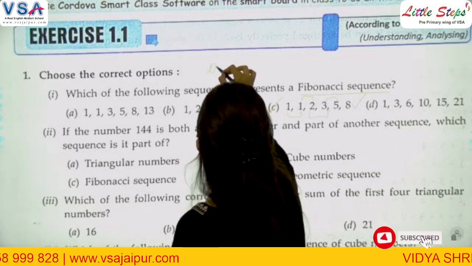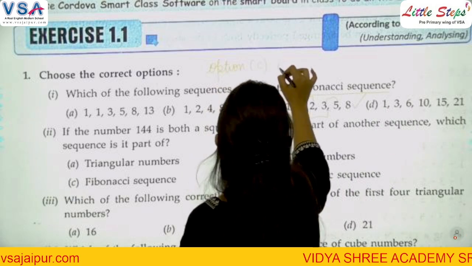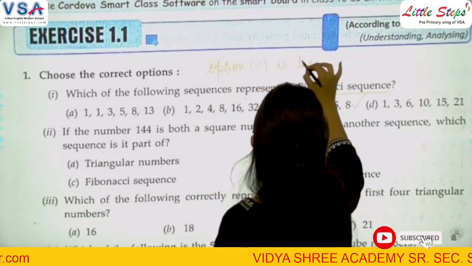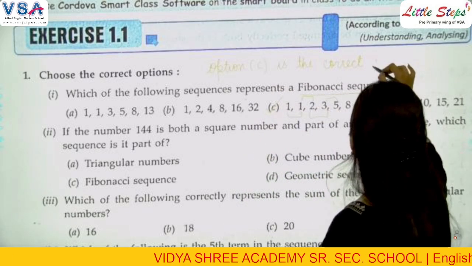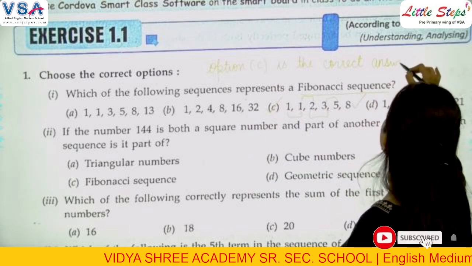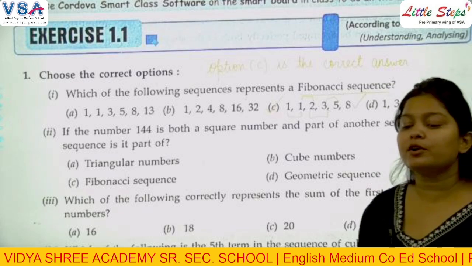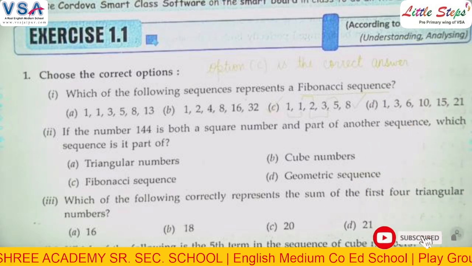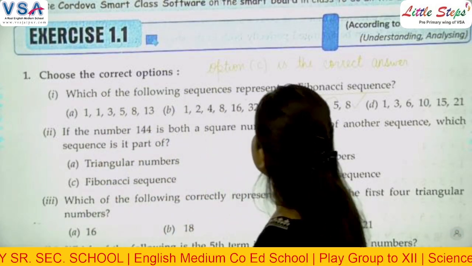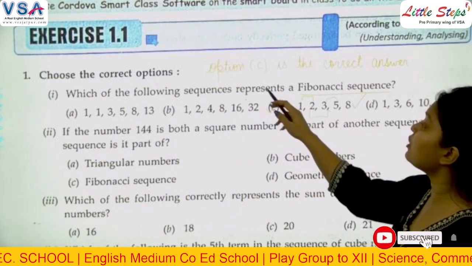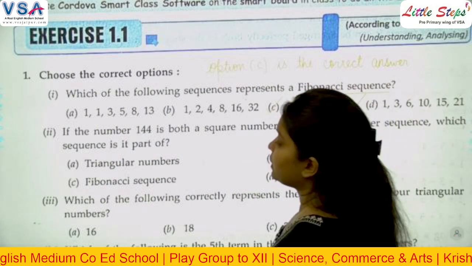Directly answer. You have to write like this: Option C is the correct answer. You have to only write the answer because there is no solution required. Moving on to the next part of the same question. If you have to tick the option, that option C is the answer, then you have to write option C is the correct answer. Clear?